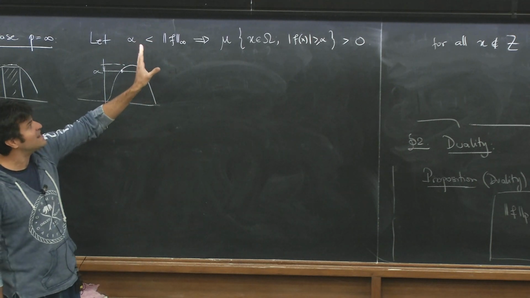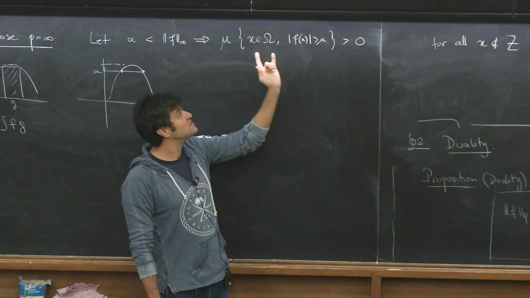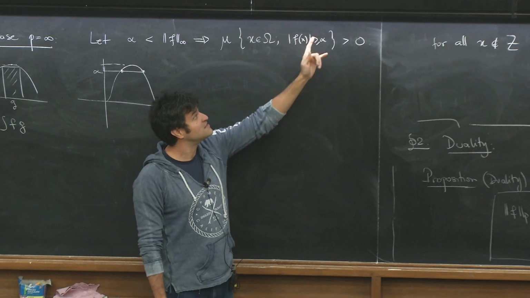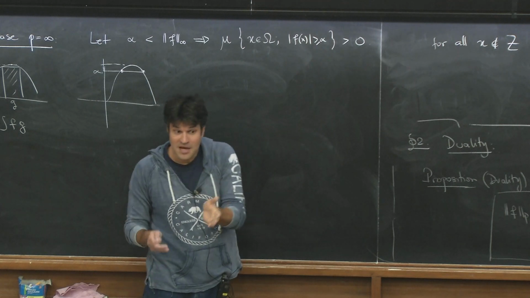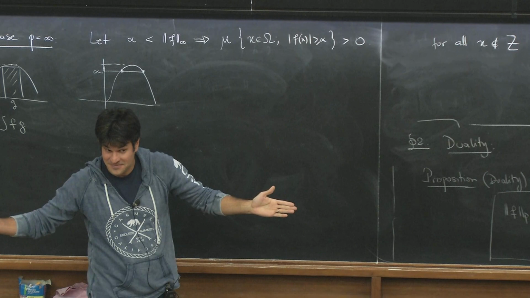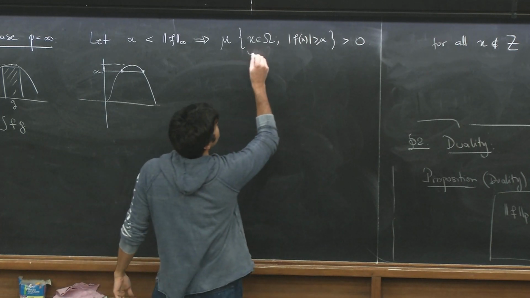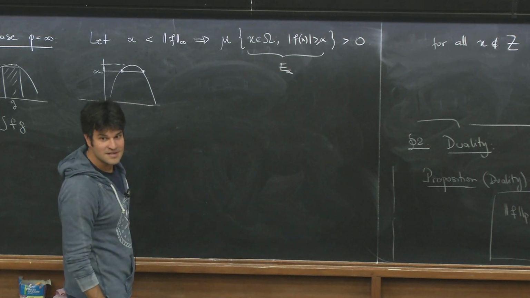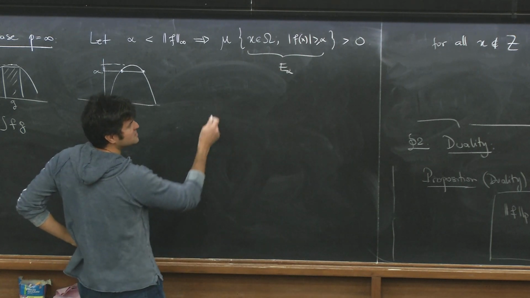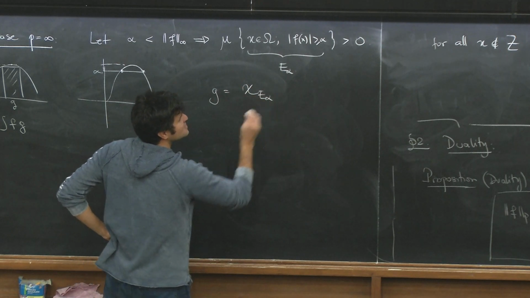So if you take any number less than the L infinity norm, the measure of the set of points in omega such that modulus of f of x is bigger or equal than this alpha has positive measure. Now, the measure of the set could be infinity. Right? So if we label this set E alpha, the most obvious thing for us would be to construct g to be the characteristic function of this E alpha.